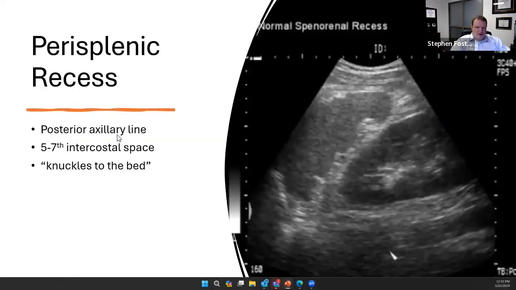Parasplenic, same thing. Posterior mid-axillary line, what we normally tell people is you're going to reach across the patient, and then your knuckles are going to touch the bed with the ultrasound pointing backwards. 5th to 7th intercostal space. Spleen is on the left-hand side of the image. Kidney is on the right. And this is a normal scan. There's no black fluid or anything else.